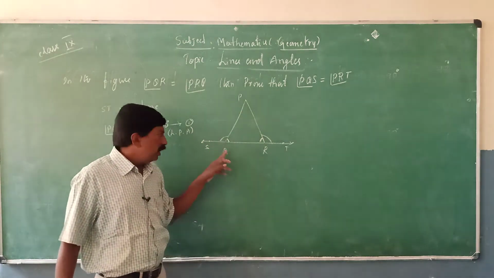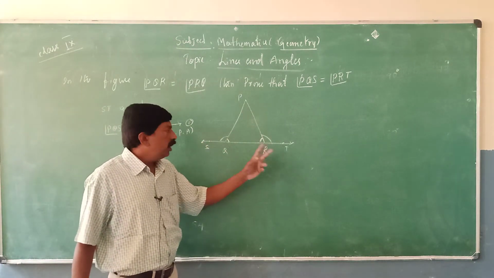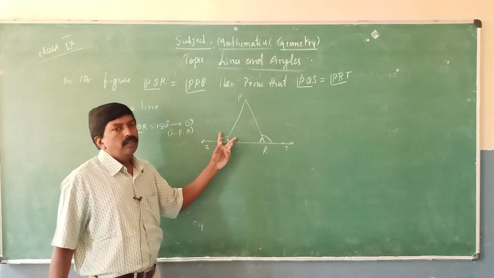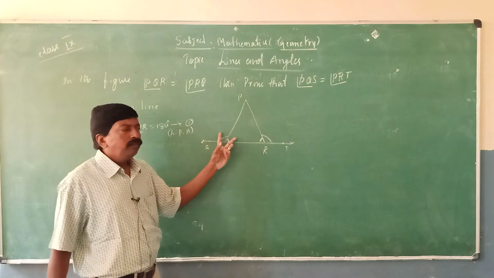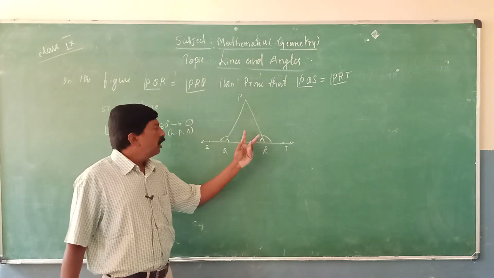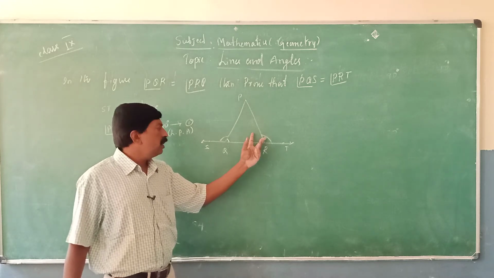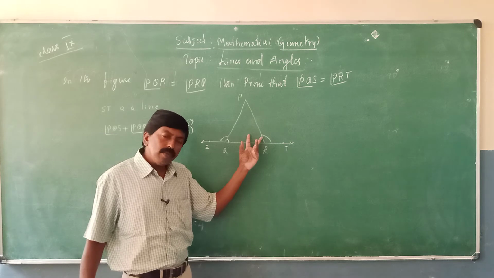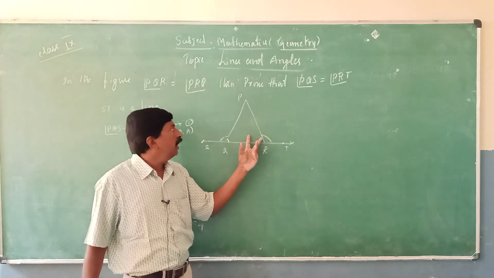PQ is a line standing on SR. The sum of these two angles, a linear pair, is 180 degrees. In the same way, ST is a line, R is a point. So observe these two angles. What is the sum of these two angles? That is also 180 degrees.